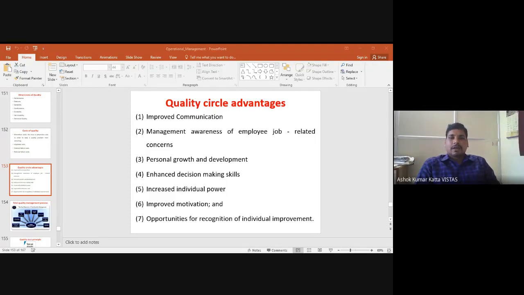Second one, management awareness of the employee's job. Of course, this is a bit of a challenging task, but it is not challenging for top level management if they focus on knowing each and every employee. How? We know that in departmental level meetings, the top level executive may call the department HODs and ask how many staff are in your department, what job is assigned to each and every employee, what their roles and responsibilities are, and how they are performing.